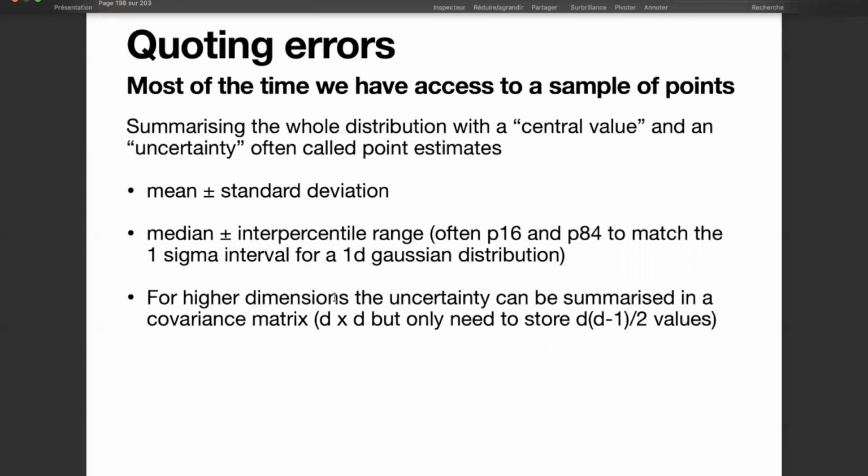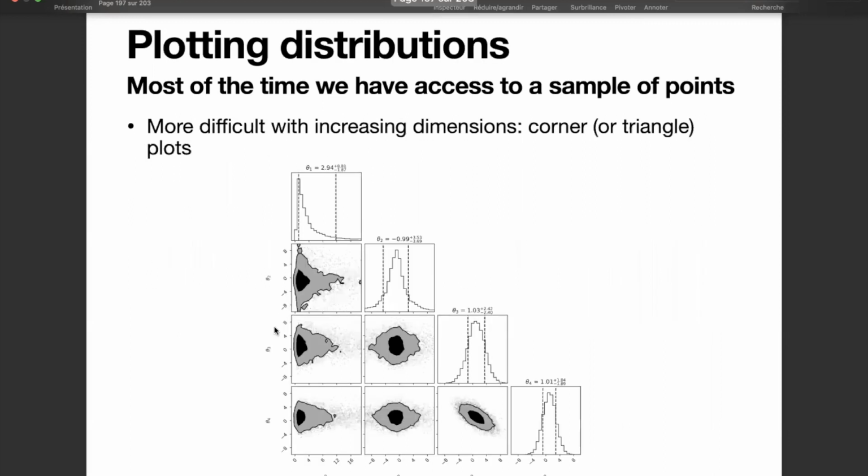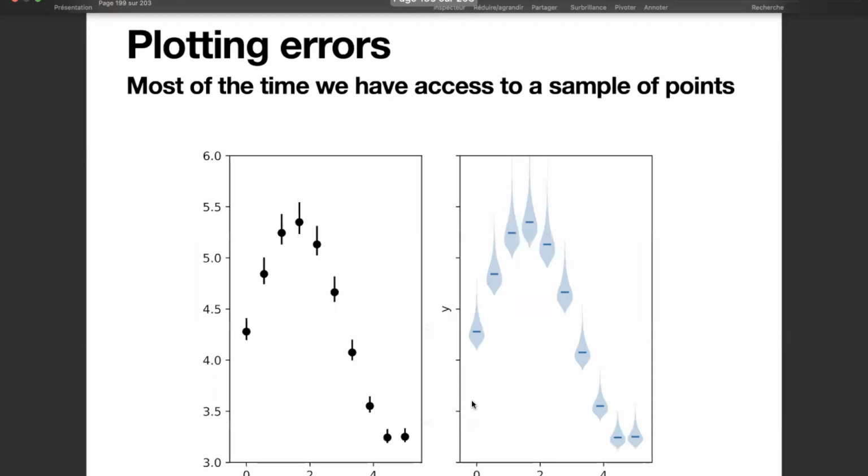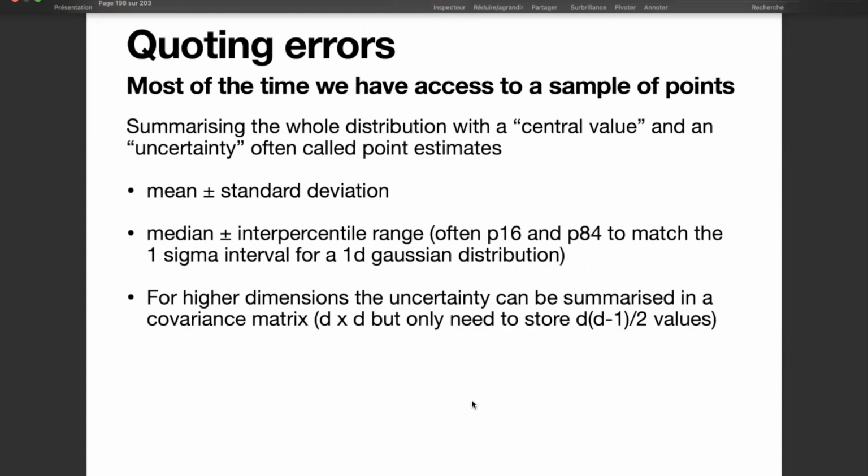And for higher dimension, if we make the hypothesis that we're in a Gaussian regime, we can summarize the uncertainty into a covariance matrix to have all the information about the different correlations between the data that we show. So this is how we quote errors.